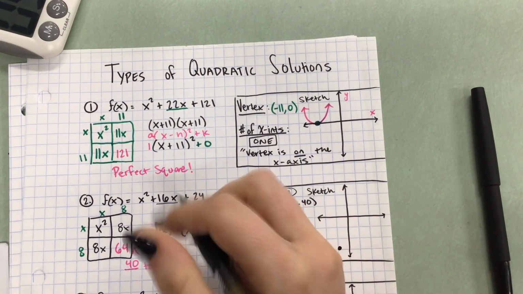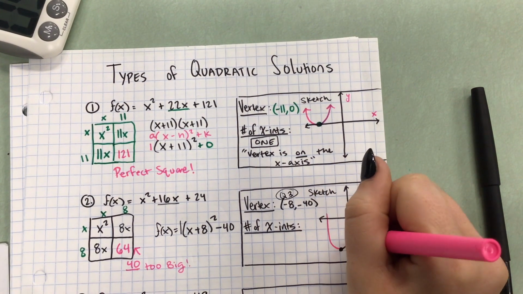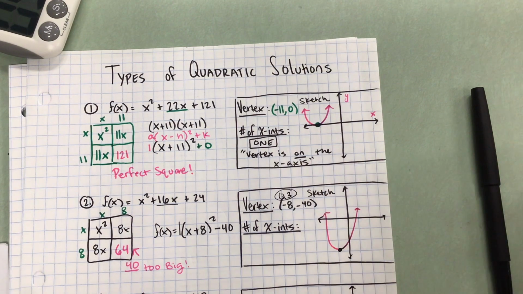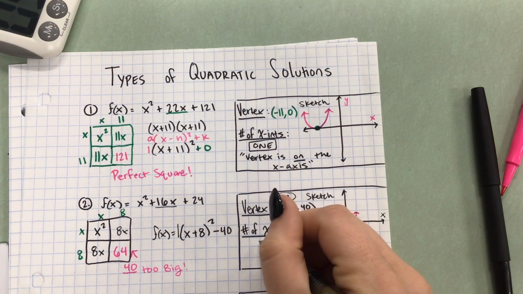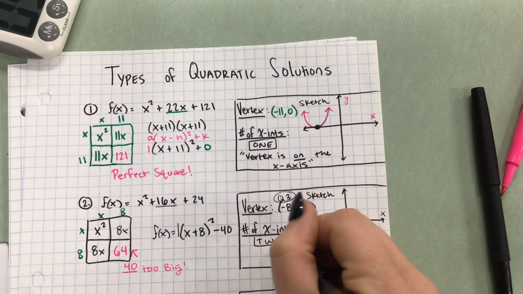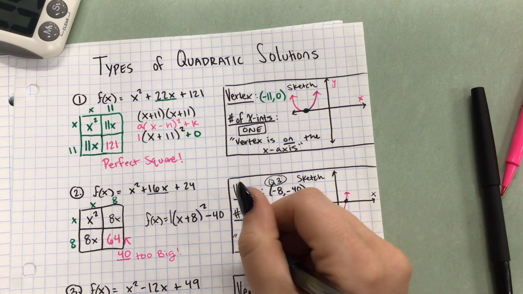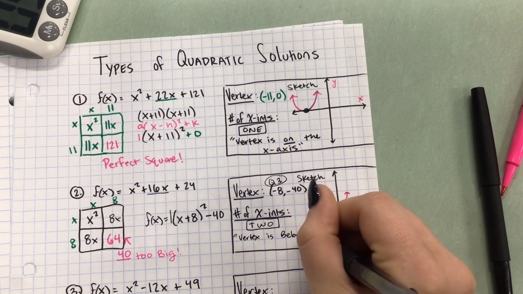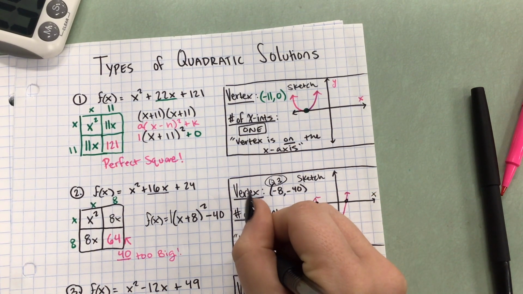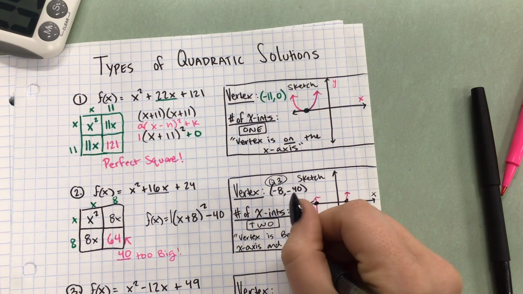It has an a value of 1, so it tells me it opens upward. If it opens upward, and it's just a sketch, doesn't really matter where you're going, you can see that it's going to touch through the x-axis here and here. So that means there are 2 x-intercepts. The reason why I know that is the vertex is below the x-axis and is facing up or opening up. The parabola is opening up.